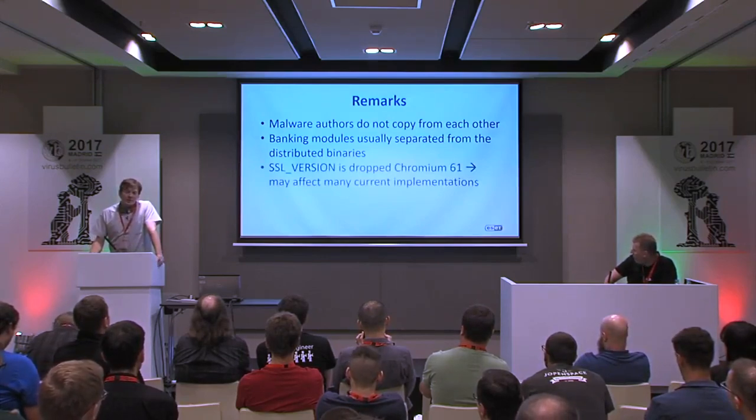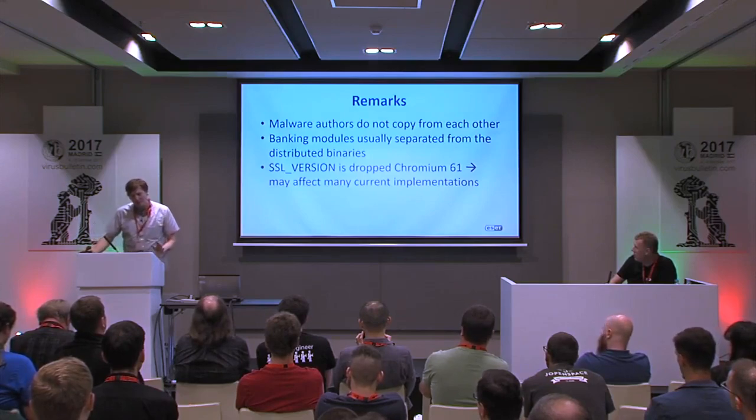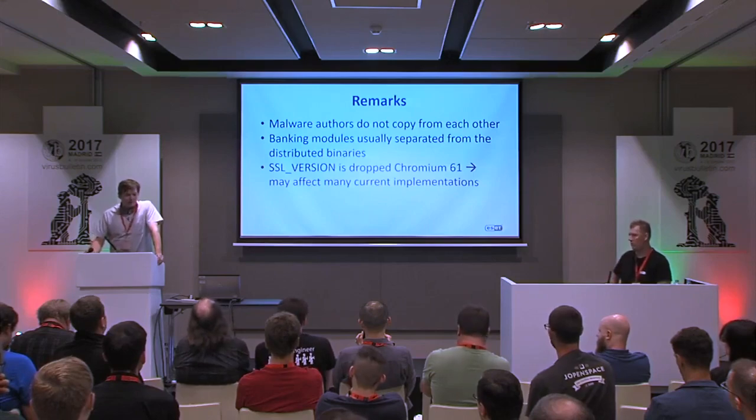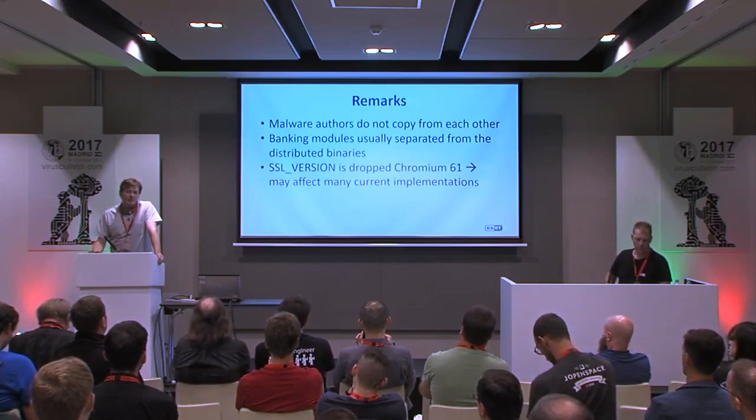SSL version constants, that are good signs for SSL VMT lookup, were dropped in Chromium 61. So they have been dropped in Chrome 61 already for a month. And of course this affects many of those implementations. PyRSNF is perhaps all right, but Dridex and the friends really had to re-implement MITBs, the lookup for SSL VMT.